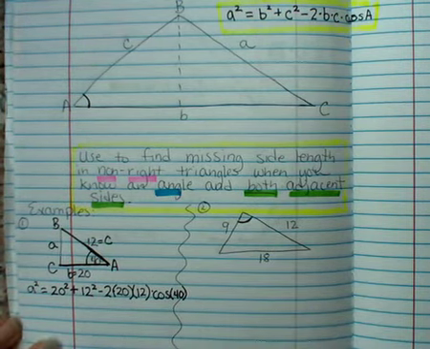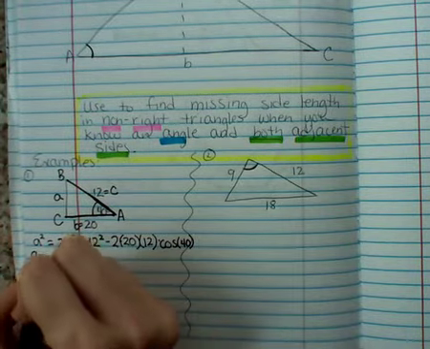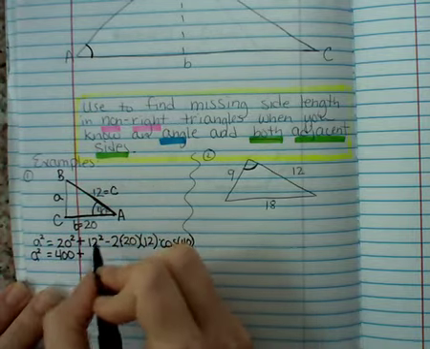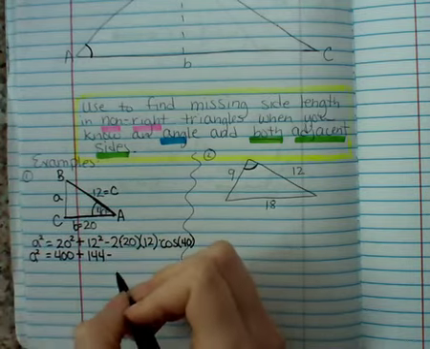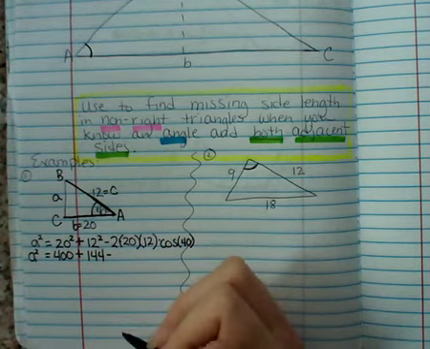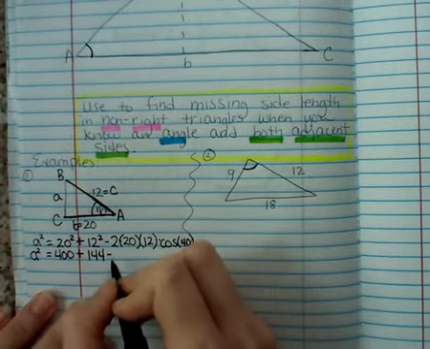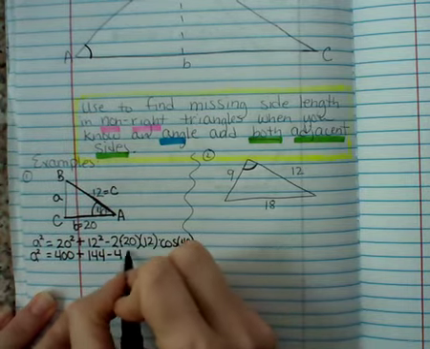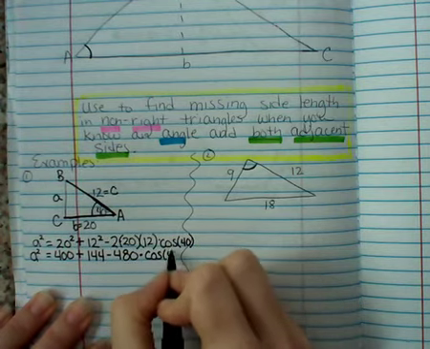So we can go ahead and start simplifying this. We're going to take care of the squares first. So we still have A squared equals 20 squared is 400, plus 12 squared is 144. And then we have minus 2 times 12 times 20, and we can go ahead and multiply those together. So 2 times 20 times 12 is going to give us, I believe, 480. So minus 480 times the cosine of 40 degrees.